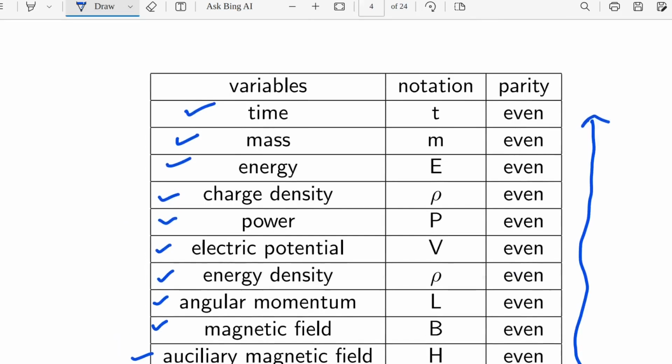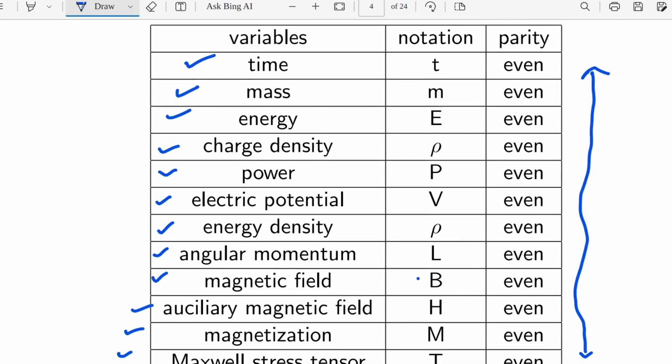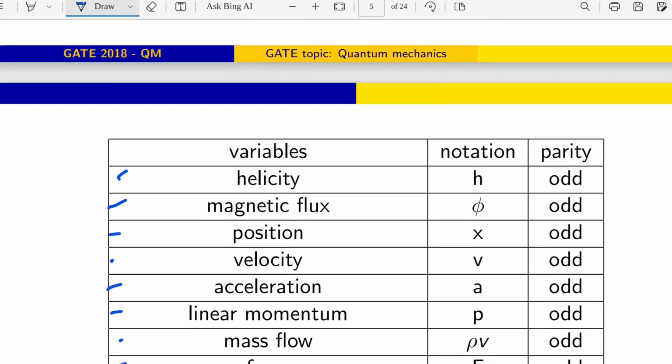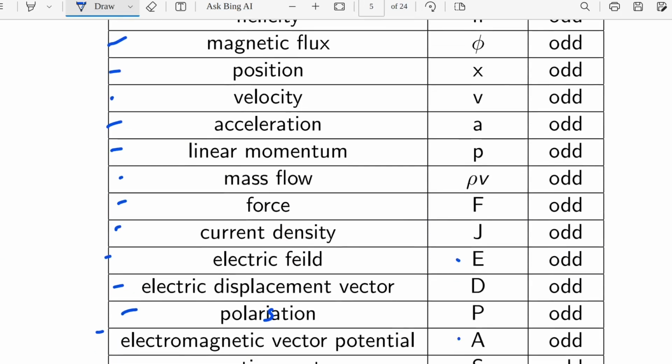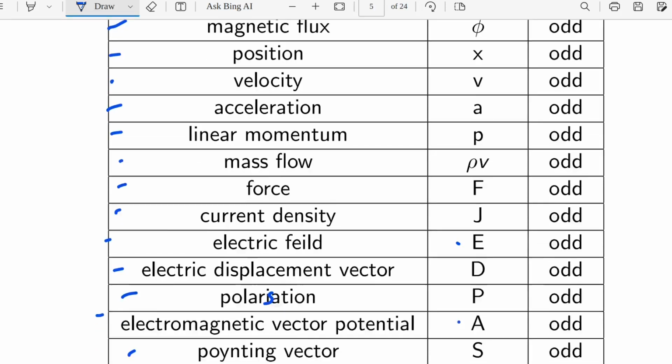And I think here also magnetic field was given. Yes, magnetic field is given, as well as angular momentum, whatever we told. Yes, angular momentum is also there. So these two are even, whatever we talked about right now, and these two are odd, E and A, whatever we talked about right now.